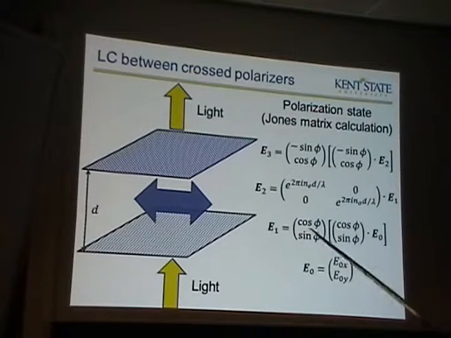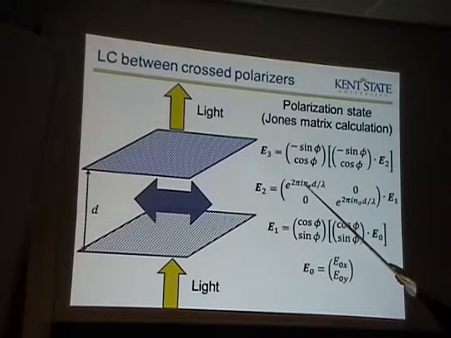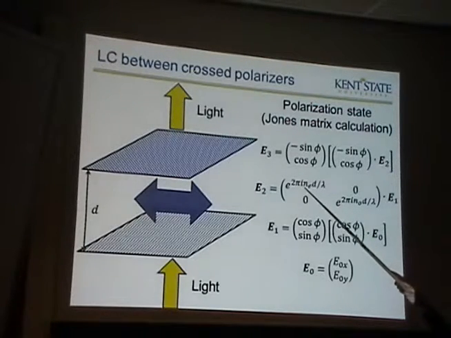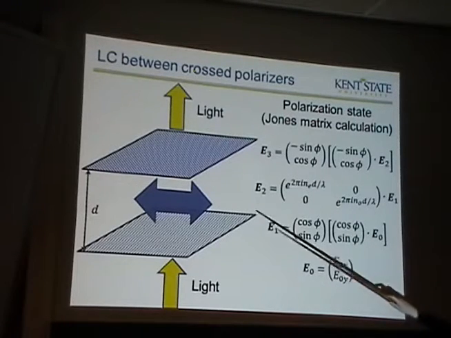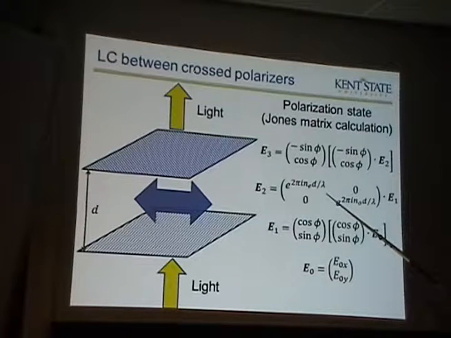And so the polarization advances by this amount, e to the 2 pi i times the extraordinary index of refraction times the thickness of the cell divided by the wavelength of light. For the y component, it advances by the same kind of phase factor, but with the ordinary index of refraction.